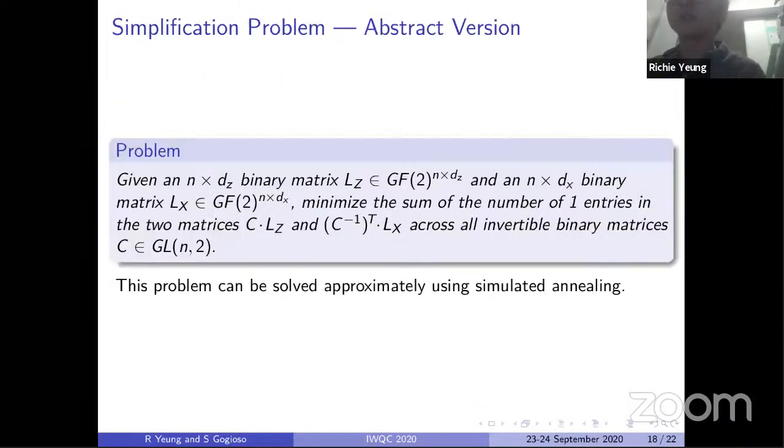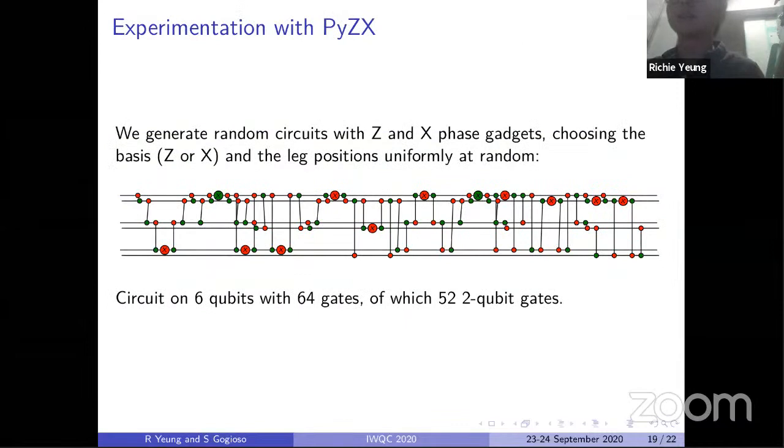Okay, back to the problem. So this problem is pretty general. You can tackle it using any method you want. We chose to use simulated annealing because it yielded pretty good results. And here's an example using PyZX. We use PyZX to generate and draw these circuits and verify that the circuit is the same before and after simplification, but we didn't use any routines in PyZX to simplify the circuit.